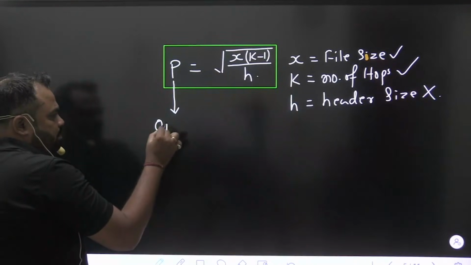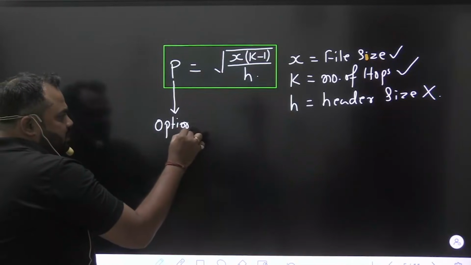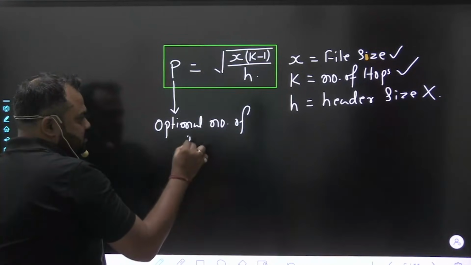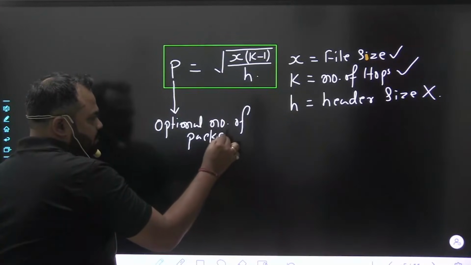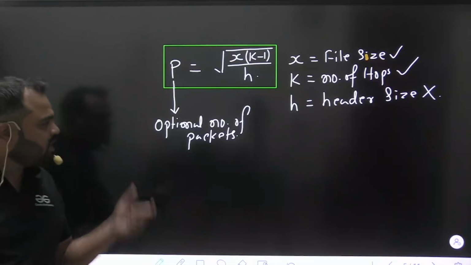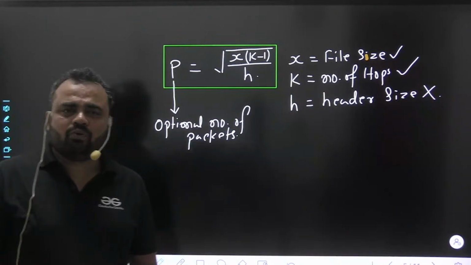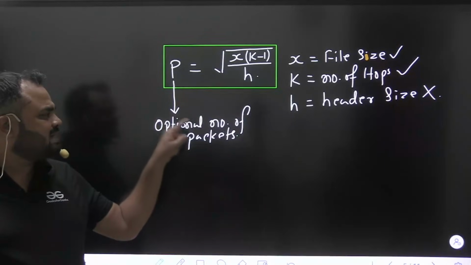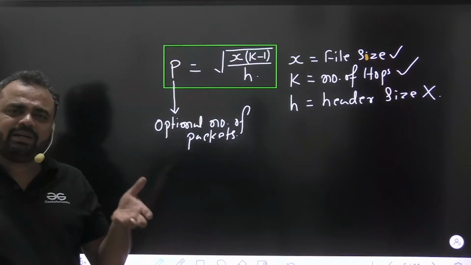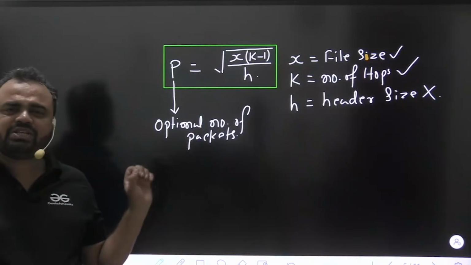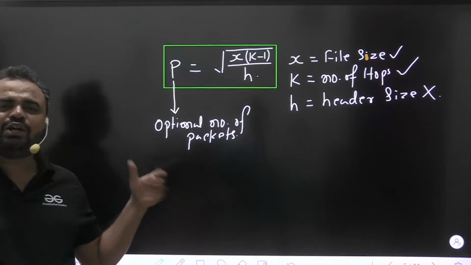p is the optimal number of packets, and we cannot calculate it until we know the size of the header. It was one possibility that if you are sending the packet, in that scenario if you are doing the fragmentation, the time could be minimized, but since no information is given about the header, we can't do anything, right?